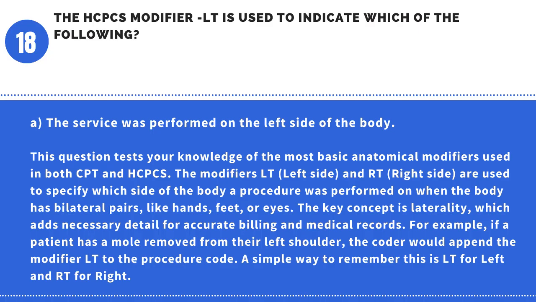This question tests your knowledge of the most basic anatomical modifiers used in both CPT and HCPCS. The modifiers LT left side and RT right side are used to specify which side of the body a procedure was performed on when the body has bilateral pairs, like hands, feet, or eyes. The key concept is laterality, which adds necessary detail for accurate billing and medical records. For example, if a patient has a mole removed from their left shoulder, the coder would append the modifier LT to the procedure code. A simple way to remember this is LT for left and RT for right.